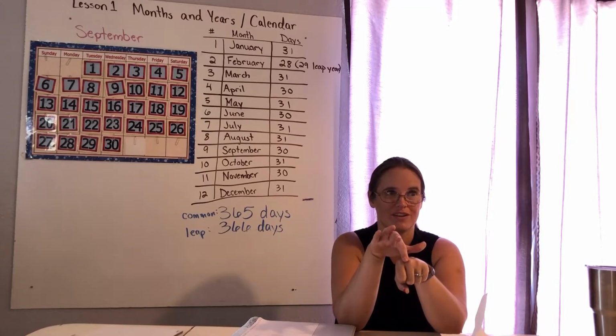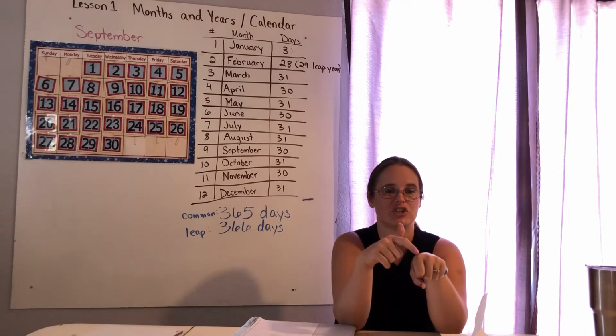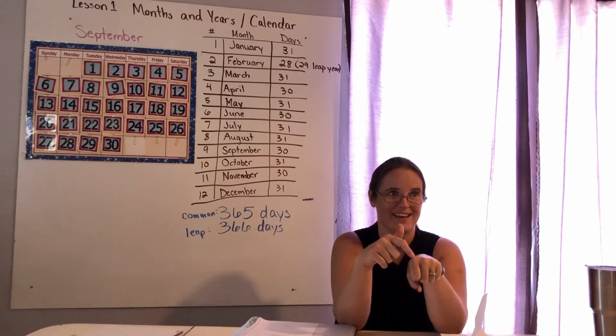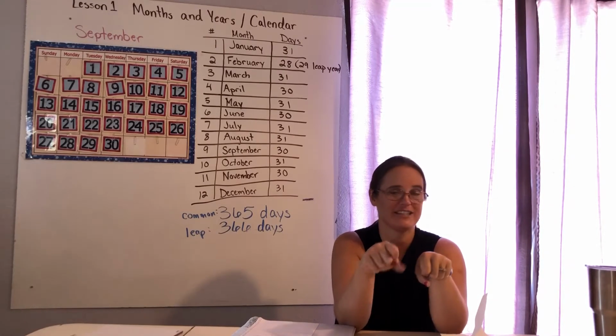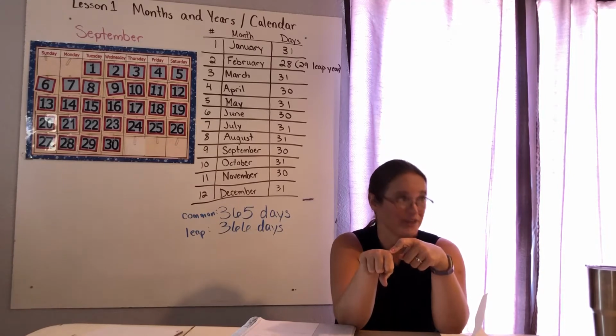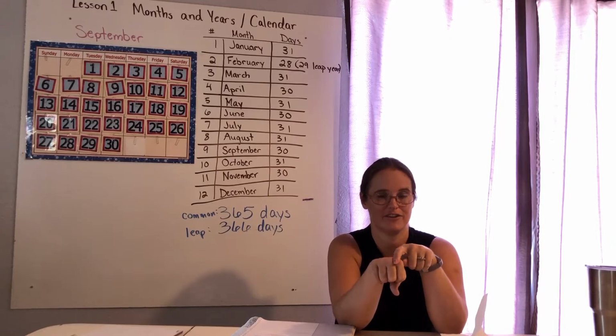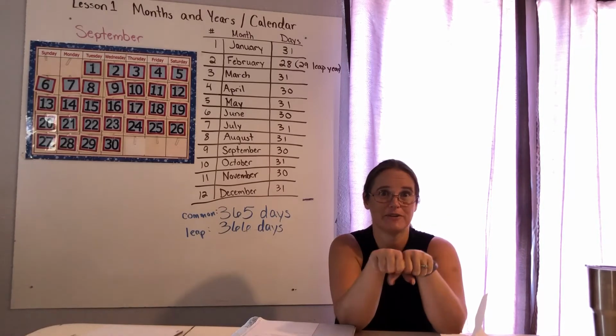June, 30, it's in between the knuckle. July, 31, it's on a knuckle. August, 31, because it's on a knuckle, you got it. September, 30, October, 31, November, 30, December, 31, and then we're done.